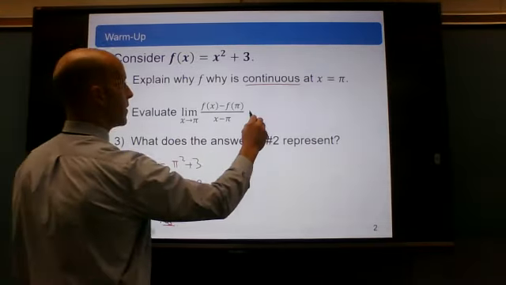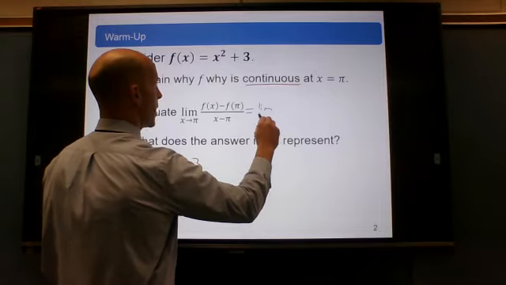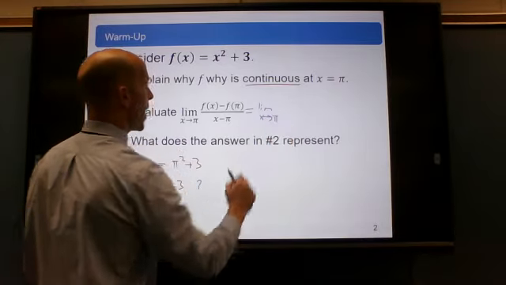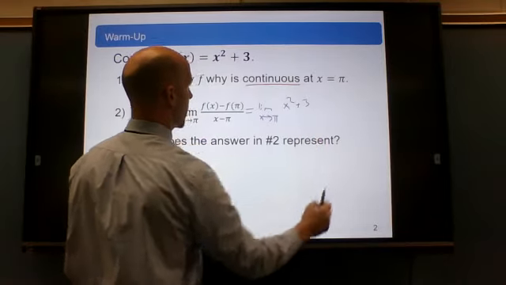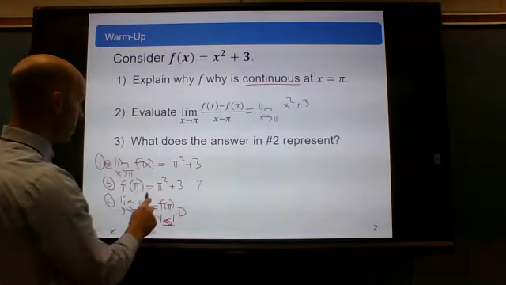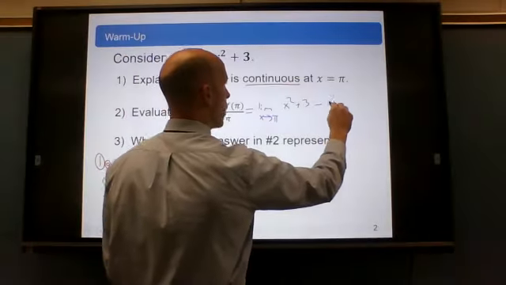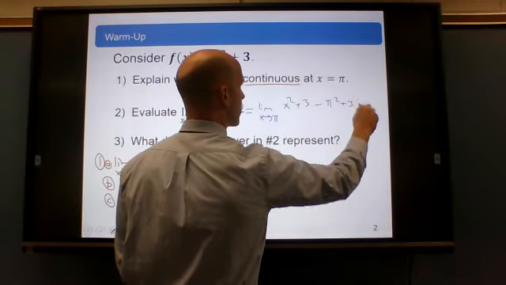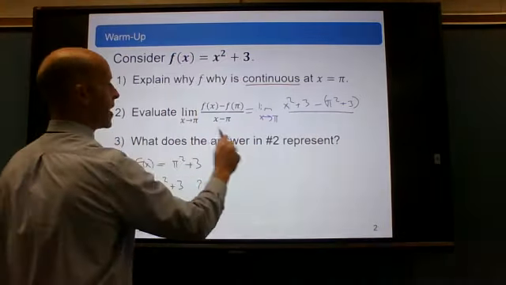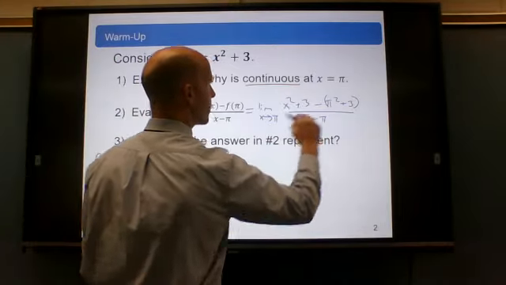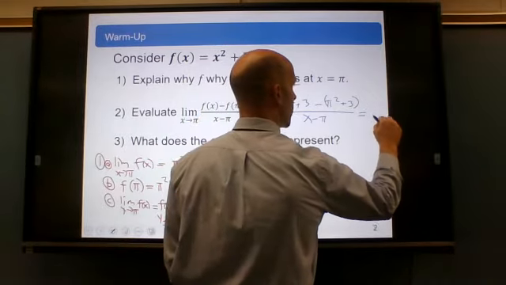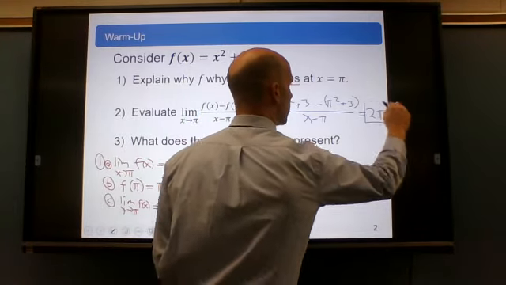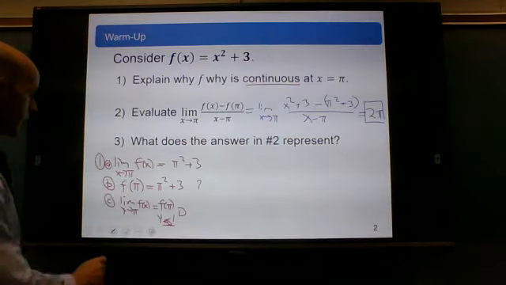Question number 2, to evaluate this limit, we've got to do the limit as x goes to pi. Now we've got to plug in f of x, which is x squared plus 3, minus f of pi. Well, we saw that f of pi was pi squared plus 3. All of that divided by x minus pi. And then we can work out this limit, and you will get an answer of 2 pi. The answer for number 2 is 2 pi.